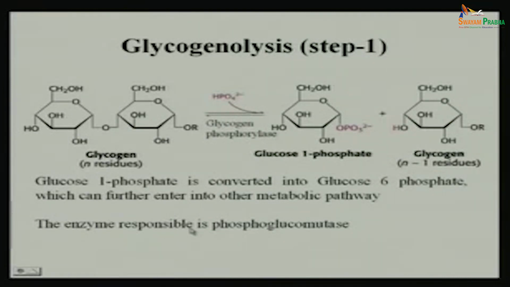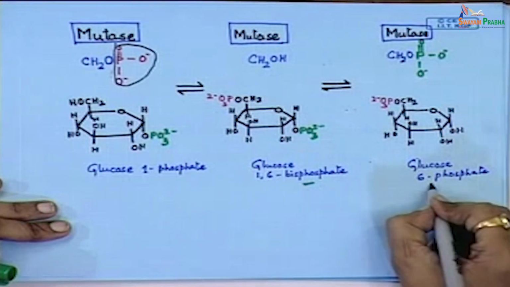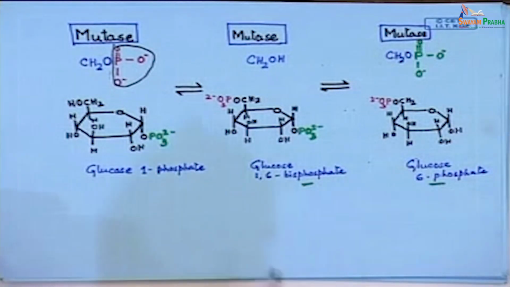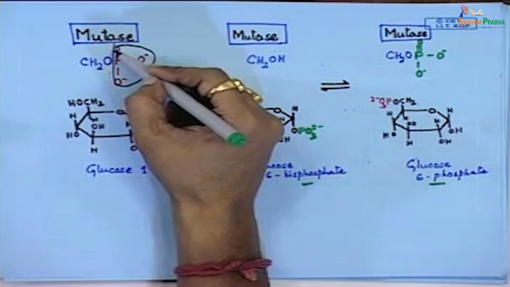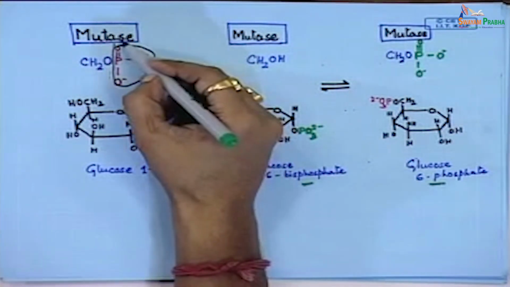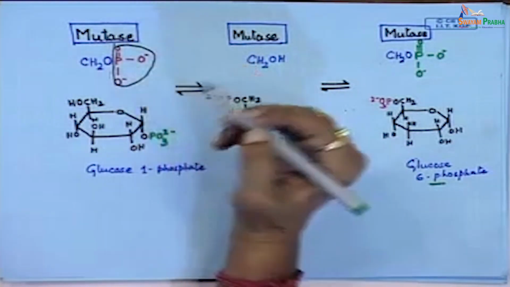The enzyme responsible for this particular reaction is phosphoglucomutase. Now, phosphoglucomutase is converting glucose 1-phosphate to glucose 1,6-bisphosphate, and ultimately it is producing glucose 6-phosphate. You see here, as I have told you, phosphoglucomutase is a very interesting enzyme.